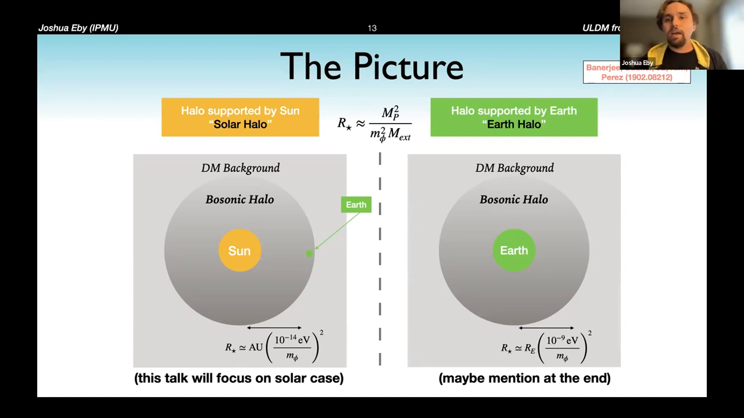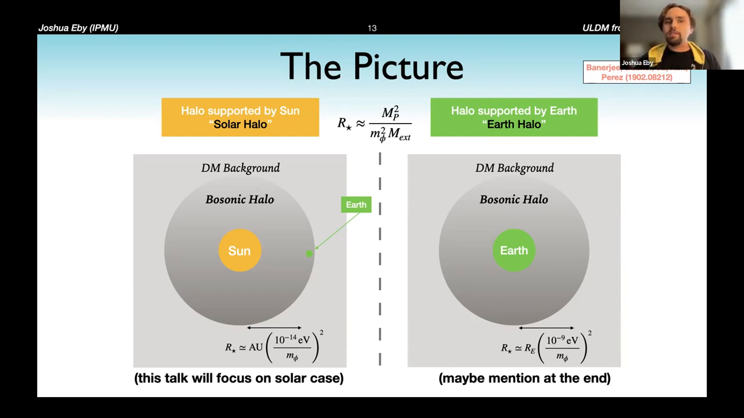On the other hand, in our original paper we also considered the case of a bound state around the Earth, in which case the parametrics are very different. Then you only need it to be as big as the radius of the Earth to see it in experiments on Earth's surface, and then you want masses smaller than about nano eV.